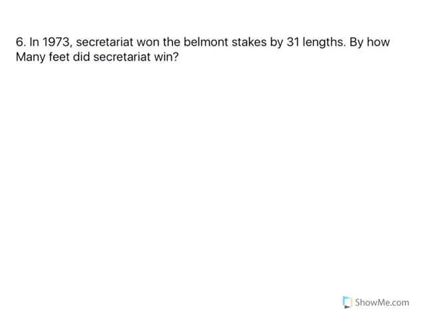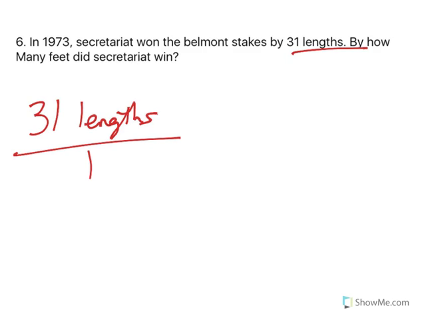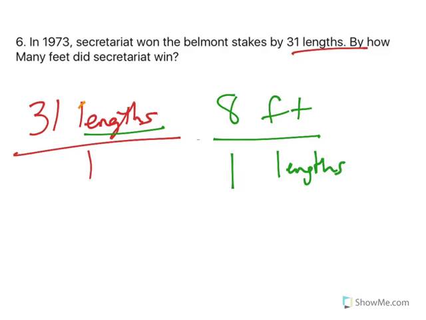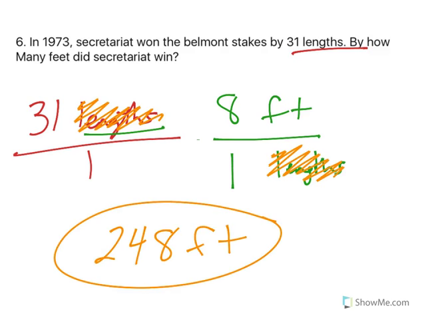So let's just do one problem like this. In 1973, Secretariat won the Belmont Stakes by 31 lengths. That's a lot. How many feet is that? Well, 31 lengths is what we start with. So when I go to say, okay, what am I going to multiply by? Lengths in the top to get rid of it, lengths in the bottom. And I know that 1 length is 8 feet. So that ratio allows my lengths to go away. 31 and 8 are both in the numerator. 31 times 8 gives me 248 feet. And that, my friends, is the beginning of our conversions.